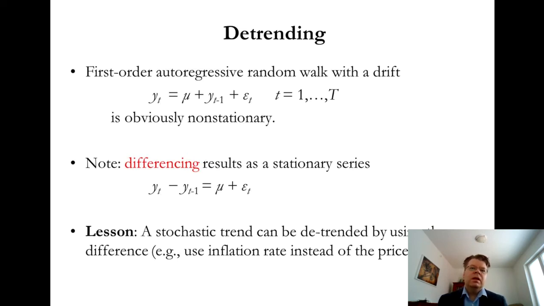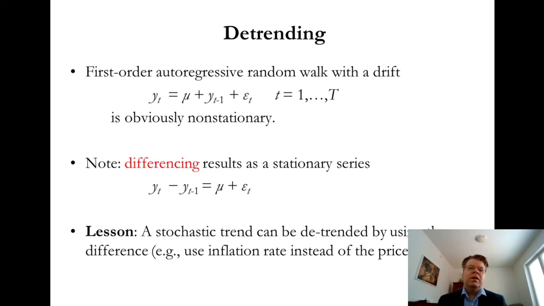And this is what I have indicated on this slide. Notice that if we take the difference, so not the level of y but the growth of y, so y in period t minus y in period t minus 1, then this growth is equal to mu plus epsilon. And mu is just a constant, and epsilon is a random variable. Therefore, if we take the difference, yt minus y in period t minus 1, then the difference is actually stationary. So the difference doesn't grow over time. So this is one way that we can eliminate this growth trend, by using differenced data rather than the original y's.